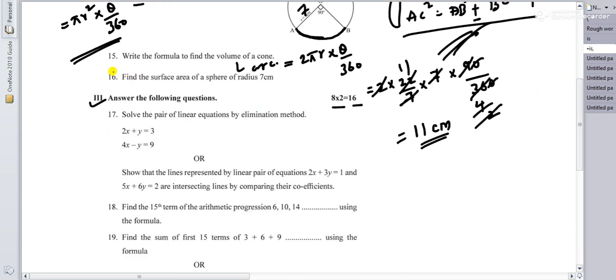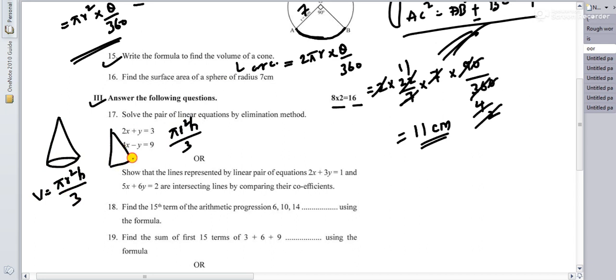Moving to question number 15 now. Write the formula to find the volume of a cone. What is its volume? V is equal to the volume of the cylinder divided by 3, pi r square h by 3. So the answer is pi r square h by 3. You can write this diagram also.